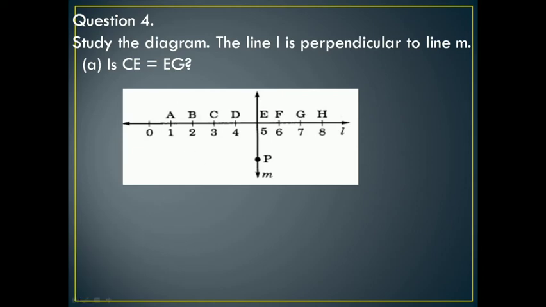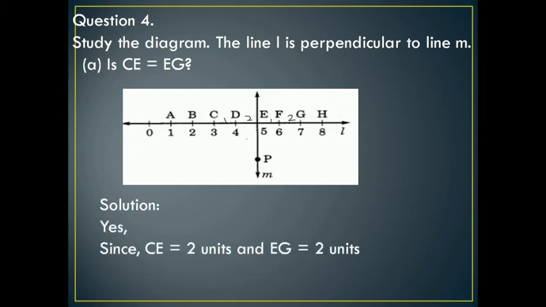CE, this is the first part, and this is the second part between CE. There are two parts, and between EG, this is the first one and the second one. So both have the same measurement. So here we will write, yes, since CE is equal to 2 units and EG is equal to 2 units, hence CE is equal to EG.